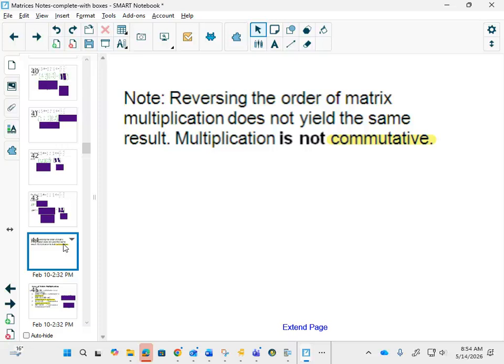So the word commutative is the fancy mathematical word that says 5 times 3 is the same as 3 times 5. Right? And you've known this for a long time. You probably don't even remember when you learned this. But as a math person, because you are in AP Calculus, whether you like it or not, you are a math person. You are in the top echelon of math people in the world.